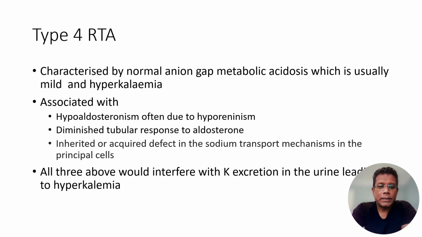Type 4 RTA is characterized by normal anion gap metabolic acidosis. It's usually mild, and hyperkalemia. And I use the word usually because I've seen a few severe cases. It's associated with either hypoaldosteronism, often due to hyporeninism, or diminished tubular response to aldosterone, or maybe there is a defect in the principal cells. Remember, I showed you that sodium channel through which sodium is supposed to enter. Maybe there's a problem there. So if it can't get sodium to enter into the cell, it can't kick out potassium, it can't kick out hydrogen. So acidotic and hyperkalemic.